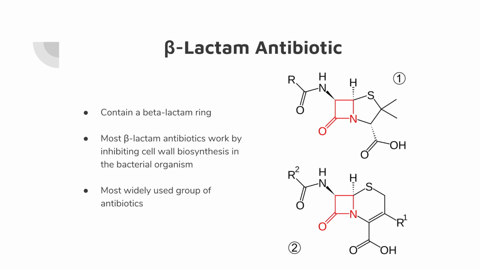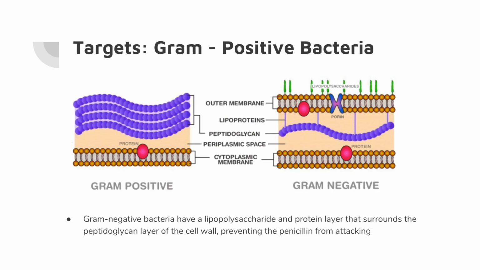So all penicillins are beta-lactam antibiotics, which means that they contain a beta-lactam ring, which is highlighted in red in the two diagrams over here. A beta-lactam ring is a four-membered lactam. So the nitrogen atom is attached to the beta carbon atom relative to the carbonyl group, which is the C double bonded O. Most beta-lactam antibiotics work by inhibiting cell wall biosynthesis in the bacterial organism, which is one of the mechanisms of action of antibiotics, as mentioned before.